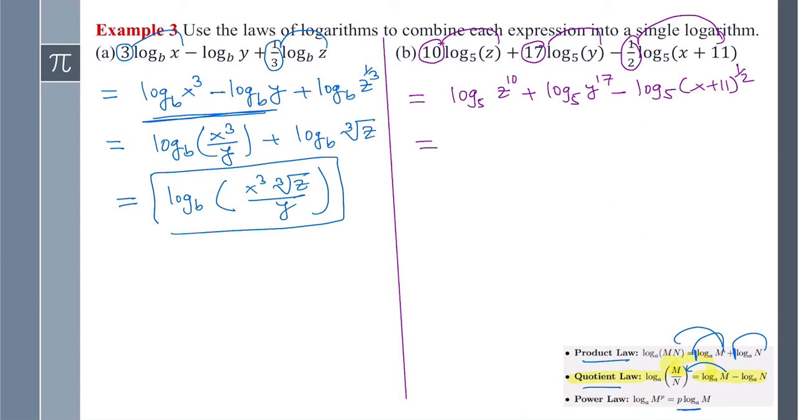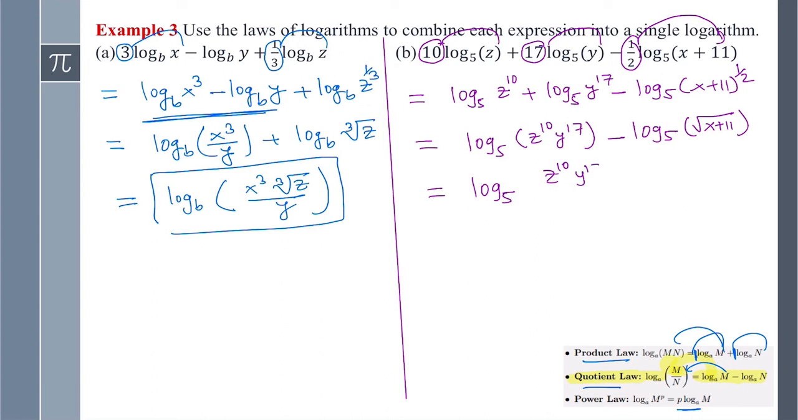Now let's go ahead and combine the first two using the product law. So that becomes log base 5 of z to the 10 times y to the 17 minus log base 5 of, we can write this one as square root of x plus 11. And then using the quotient law, we have a difference, so we can combine them together as log base 5 of z to the 10th y to the 17th divided by square root of x plus 11. And that is our single log.